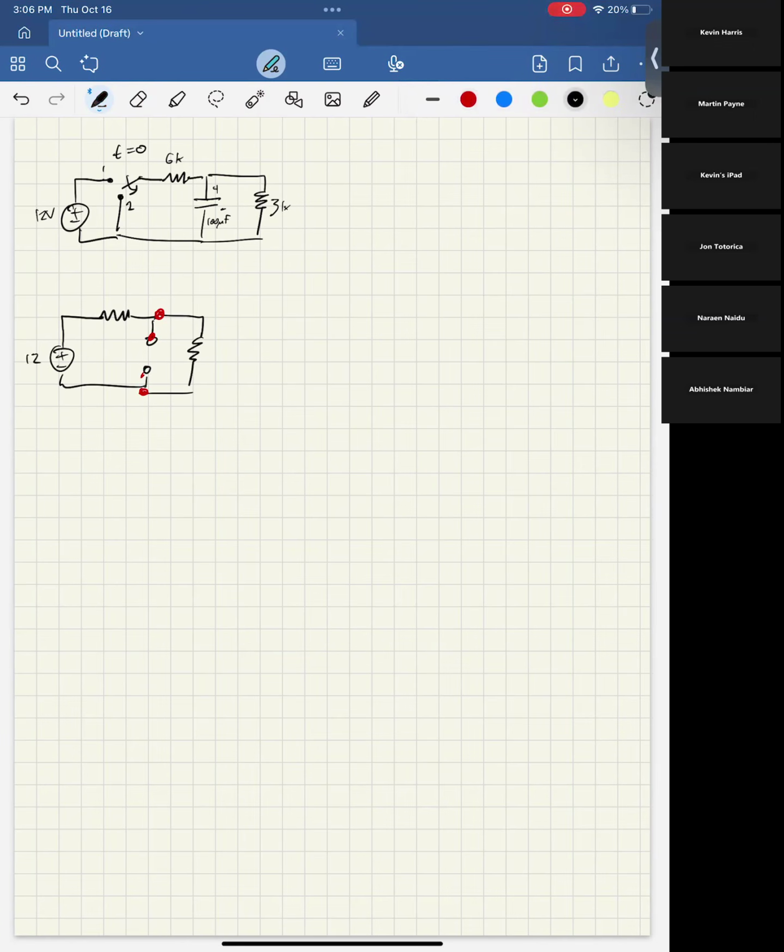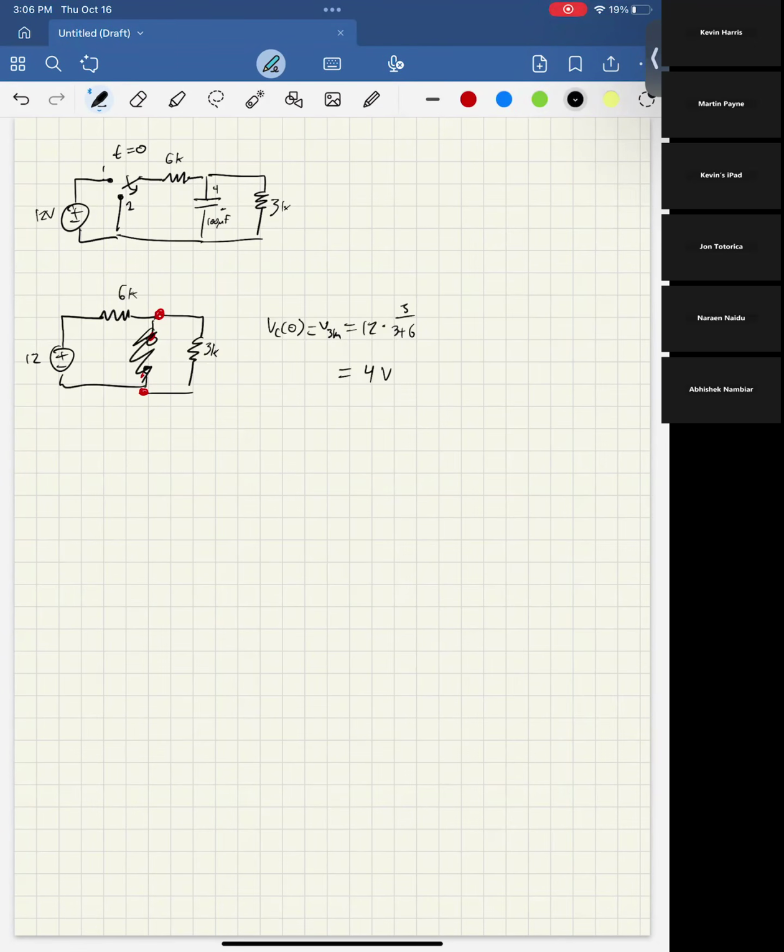We labeled this again. This is 3K. This is just a voltage divider. If you were to pretend this isn't here at all, it's just a voltage source, a resistor, and a resistor. So if we're trying to find the voltage across this resistor, it's just a voltage divider. So VC of 0 is equal to the voltage of the 3K there, which in this case is 12 times 3 over 3 plus 6, which is 1/3 of 12, which is 4.